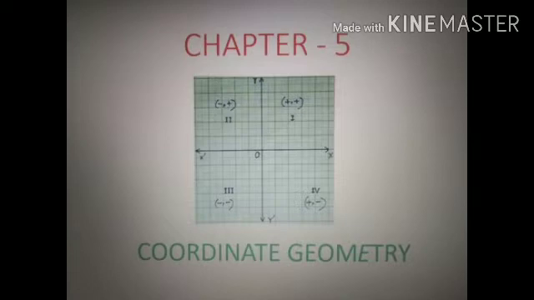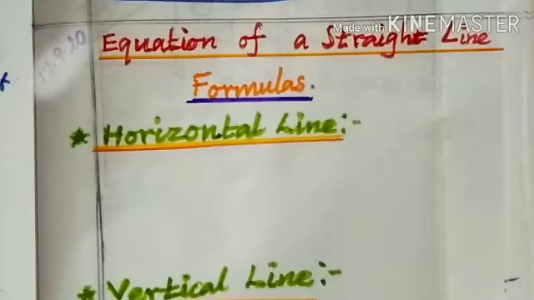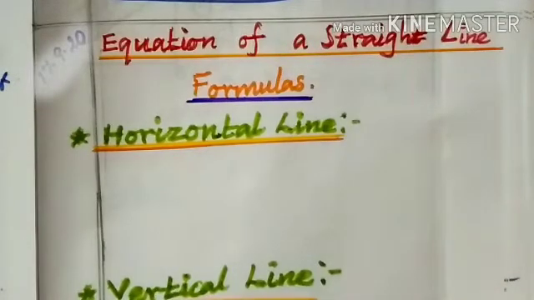In the previous class, we have seen some examples by using the slope-intercept and slope-point form formulas. Today, in this video, we are going to learn the derivation of the two-point form and intercept form formulas with examples. Let us recall the formulas which we have seen in the previous class, that is, the equation of a straight line.